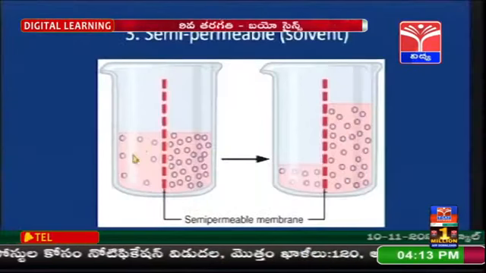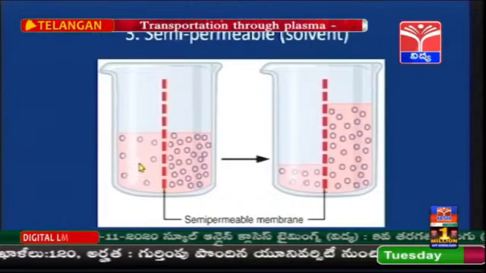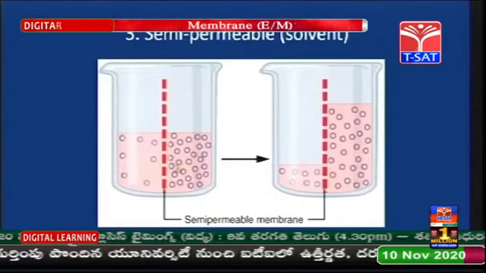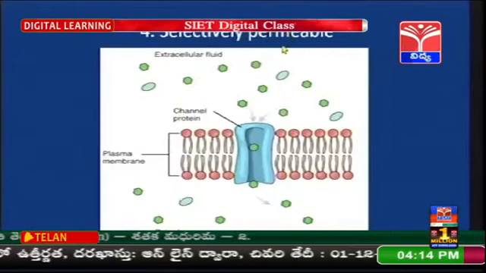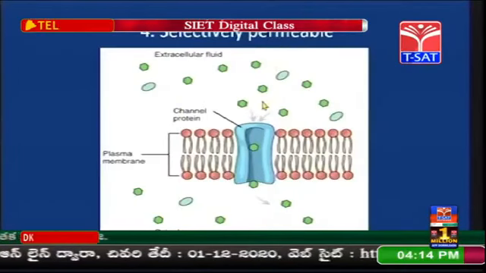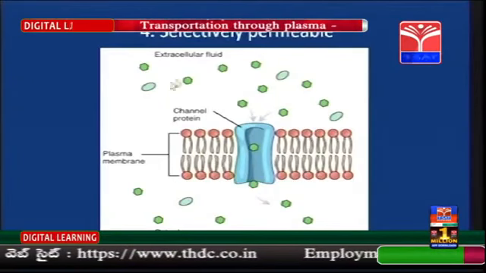Semi-permeable. You can clearly see the semi-permeable is the membrane in which the molecules are entering from lower concentration to higher concentration. Next, selectively permeable. Only certain selectively permeable things are allowed here. You can see there are certain substances here.